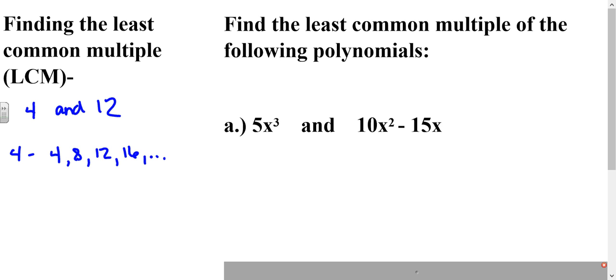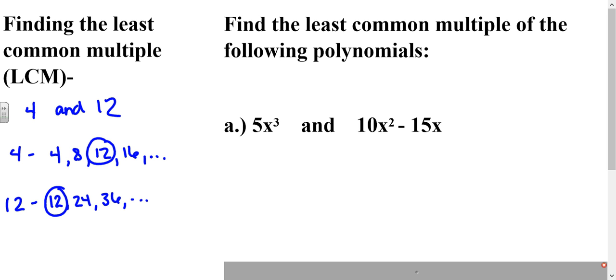For the multiples of 12, I would start with 12, and then I would have 24, and then 36, and so on. When I find the least common multiple, I'm finding the smallest one that they both have, which would be 12. Now when we do this with polynomial expressions, it's kind of the same thing. 12 is made up of 4 times 3, and this 12 is made up of 12 times 1, which can be broken down into 4 times 3. And so they both have the same factors.